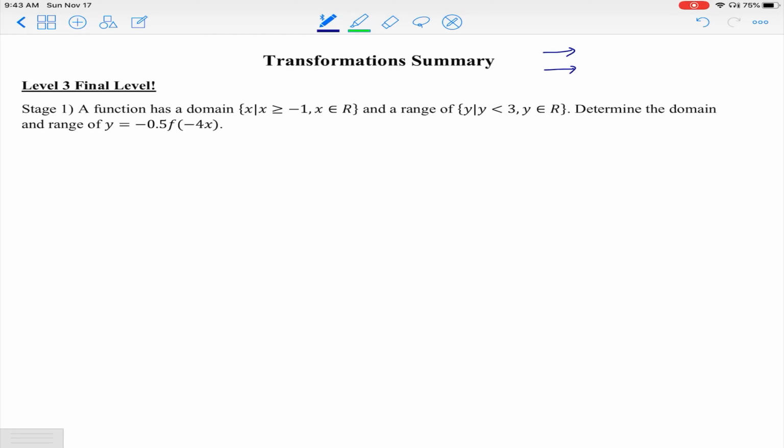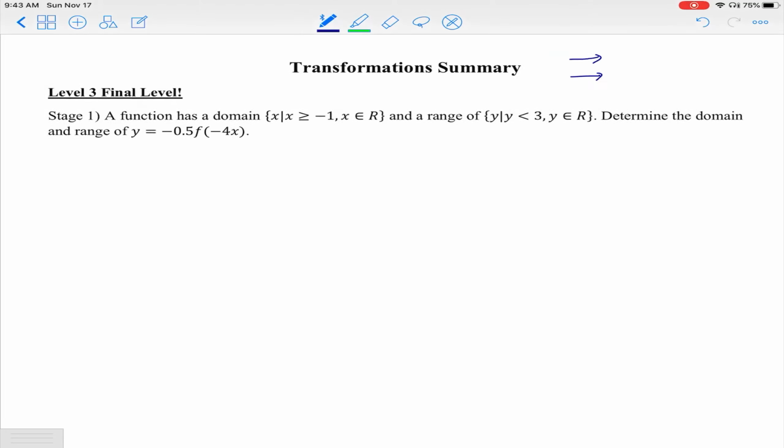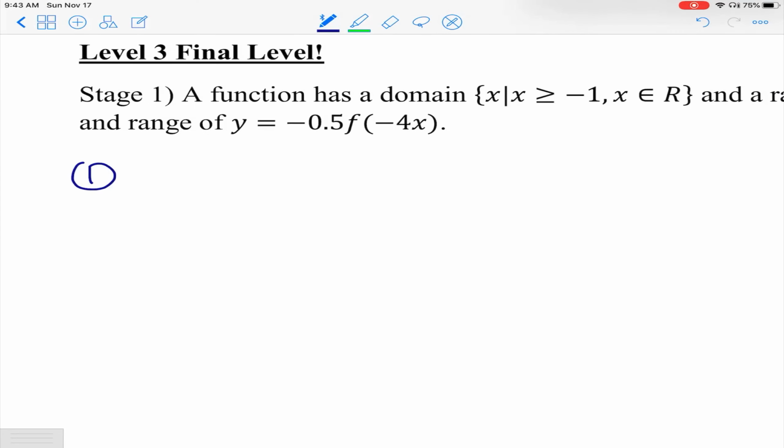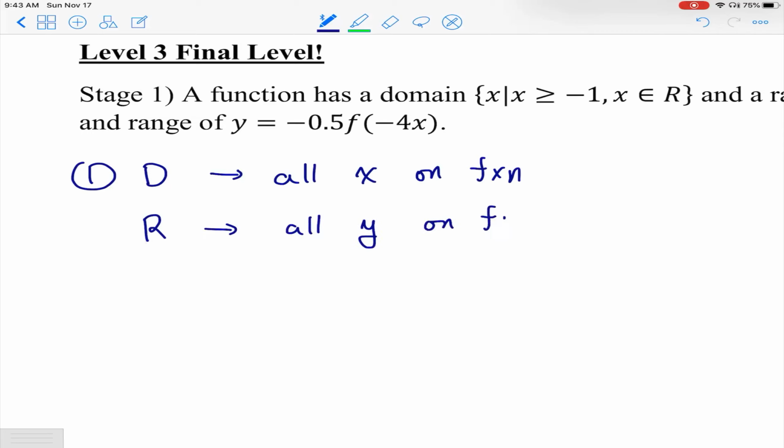When you do this type of question, you have to remember what domain and range mean. Domain is all the possible x values on the function, and range is all the y values on the function. If you understand what transformations mean, your x and y values change based on the transformations, which means your domain and range will change and are affected by all those transformations. So let's get deeper with that concept.